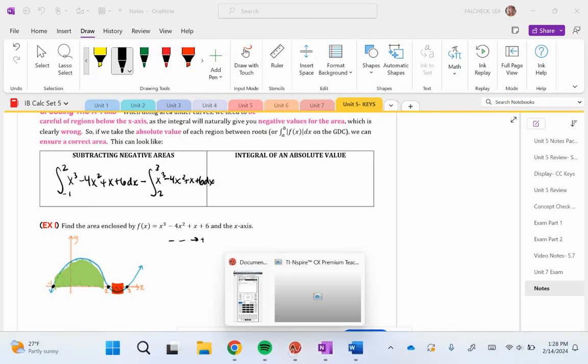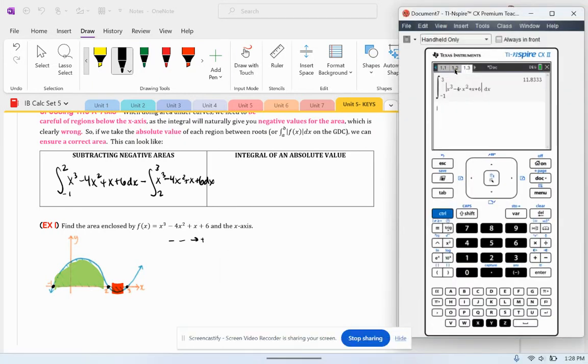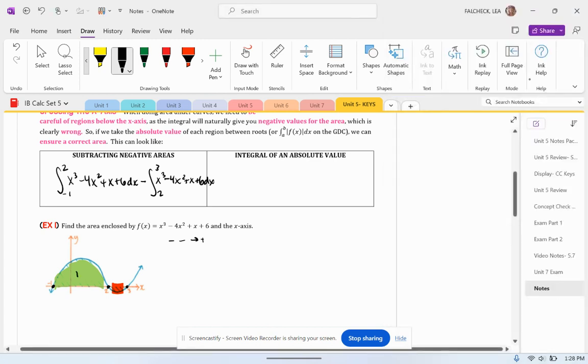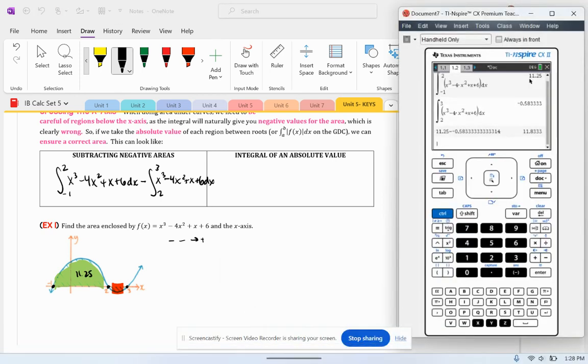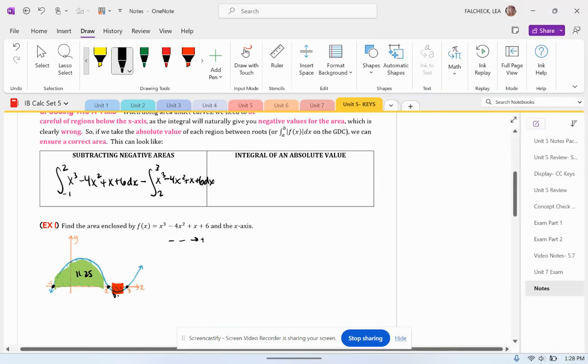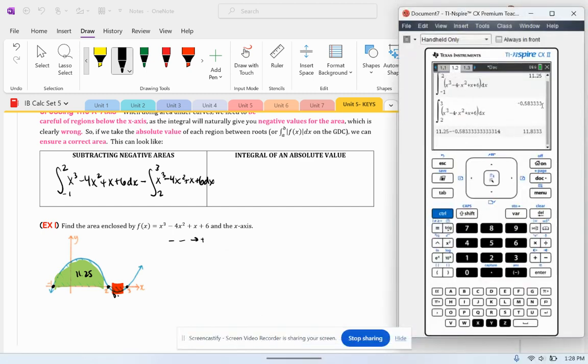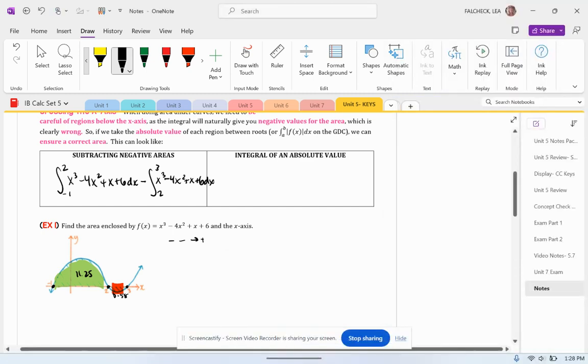So if you look in a calculator, right, I already typed this in for you so I don't waste your time. Okay, so look, I have from -1 to 2, right? I typed this in the calculator and I found the area to be 11.25, right? Then I typed the area from 2 to 3 in, and it ended up being -0.58333. But I know that I'm going to have to take that absolute value, so 0.5833, and I'm going to add these two together.